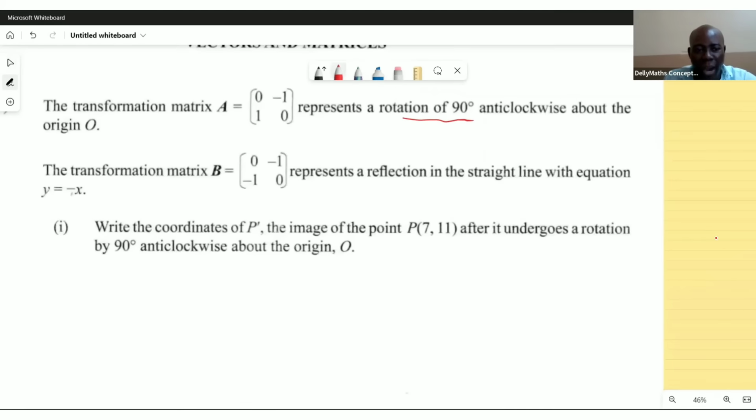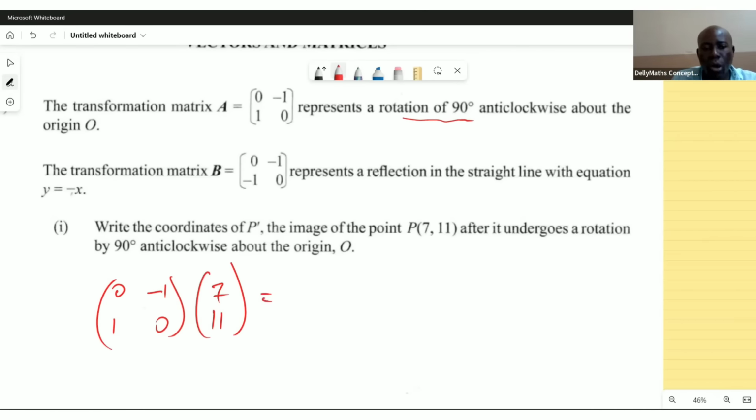90 degrees anticlockwise, the matrix for that is 0, negative 1, 1, 0. So this is the A matrix, and this is now being used to multiply by 7, 11. In carrying out our multiplication, it's 0 times 7 plus negative 1 times 11, then 1 times 7 plus 0 times 11. It's the same row by column concept.